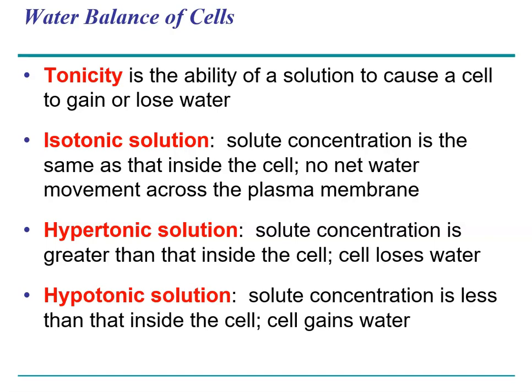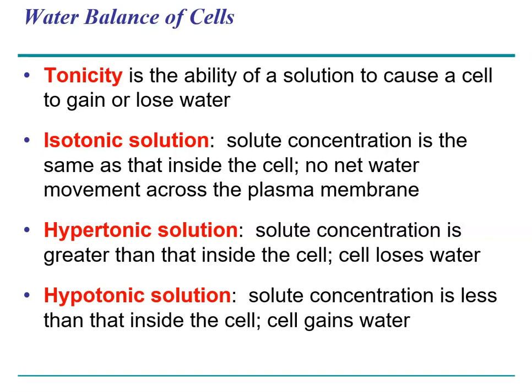This is the third lesson of Chapter 5, where we're going to be looking at how a living cell would be affected by being placed in different types of solutions. The ability of a solution to cause a cell to experience a loss or a gain of water from its surroundings is called tonicity. And tonicity is affected by what type of solution that cell is immersed in.